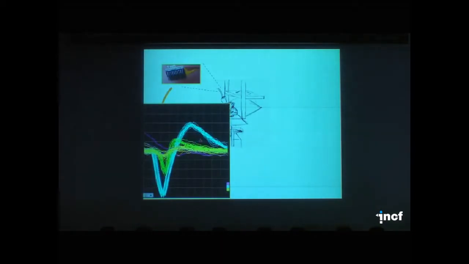From these arrays, we extract single and multi-unit activity. Here you can see a very large, well-isolated unit in blue. The peak-to-peak is more than 1 millivolt. Another unit in green, and a multi-unit activity in yellow. These are the waveforms from one electrode. And here you can see a population raster plot showing the activity on the entire array as a function of time.